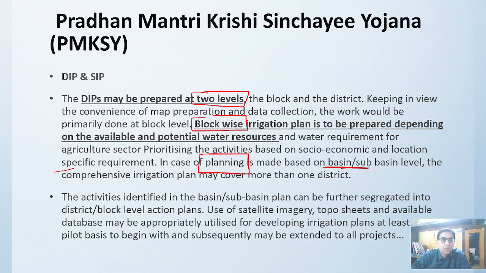If you are planning at the basin or sub-basin level, you have to do a comprehensive irrigation plan, because you have to include more than two districts, three or four districts. You can utilize satellite imagery, topo sheets, and everything in order to get better functioning of the Pradhan Mantri Krishi Sinchai Yojana, and targeted implementation of the scheme will happen.